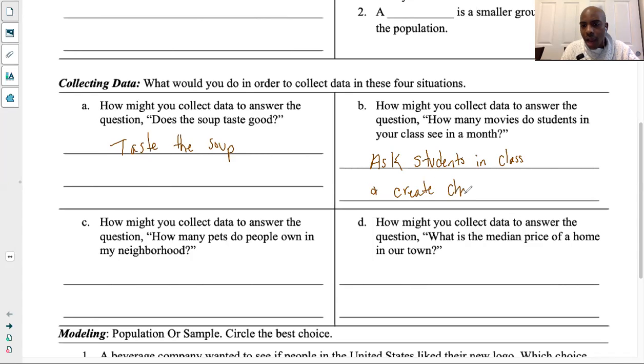Okay. This is how I would collect the data, right? I would collect the data by asking students, how many movies do you watch in a month? And maybe you say 3. And I ask another one, 6. Okay, and now I'm just creating my chart and I'm collecting the data just like that.